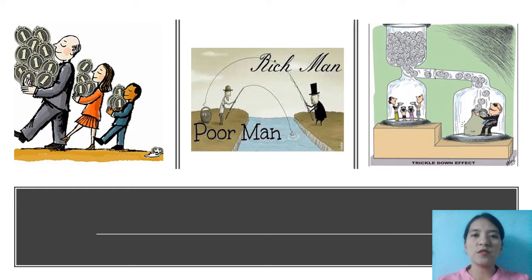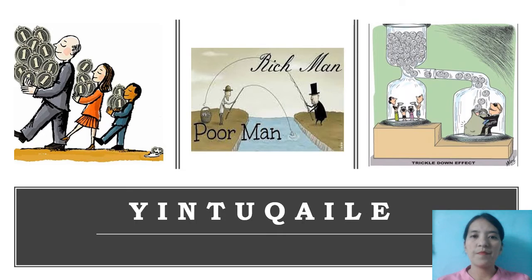What is the message of these pictures? And what is common among these three? I'll give you a clue. I have here jumbled letters and I need you to arrange this in order for you to come up with a single word that would describe these pictures. What is it? Correct, you got it. That is inequality.